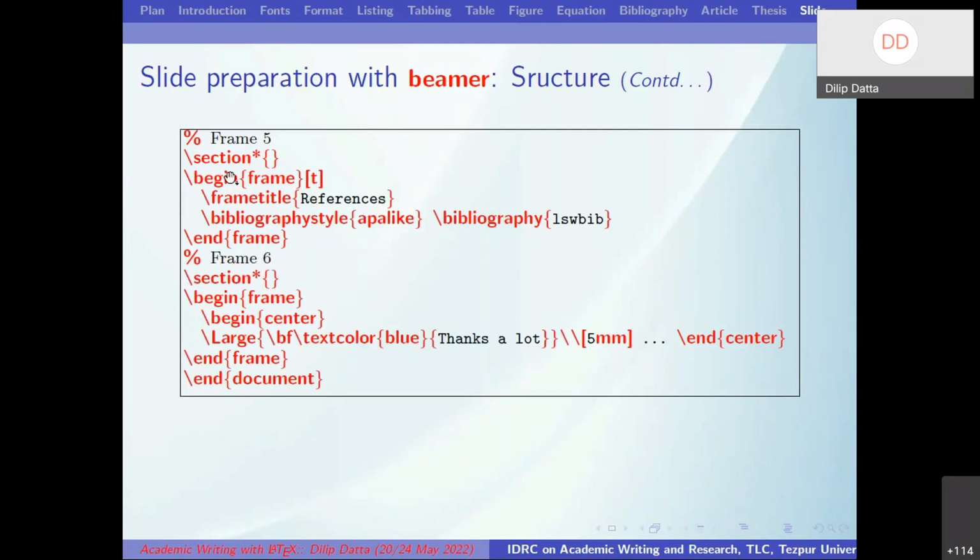Then after producing this, we are at the end. Say here I am showing this 5th frame, references. Now the reference list will be produced at the end. What type of reference? Style, say APA, and the file name where these references are, say LSWB. And the last slide, you may give this last slide for Thanksgiving also.